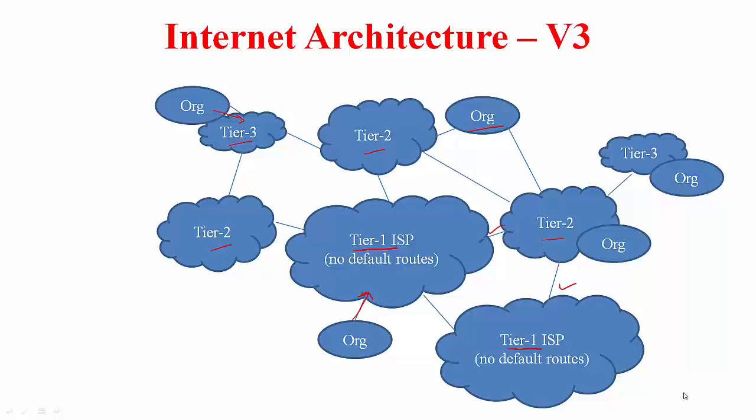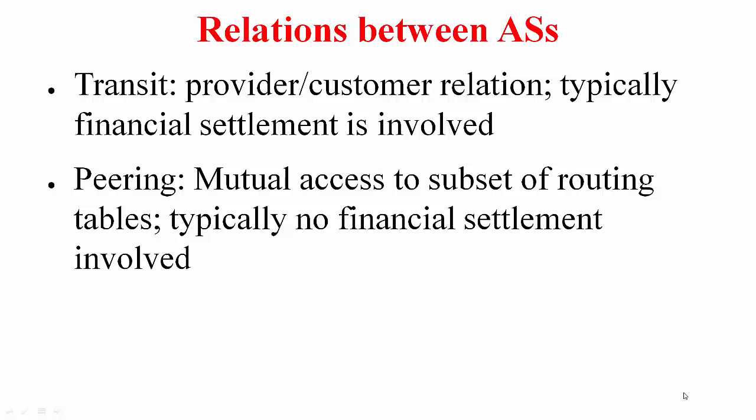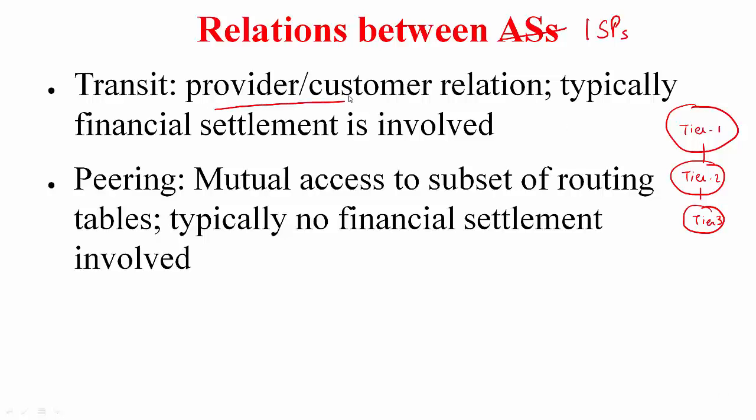Before we handle inter-domain routing, we need to understand the relation between the ISPs. Often the relation between ISPs is that of a provider-customer. These relations are also called transit relations. And in these relations, very often there is money involved.